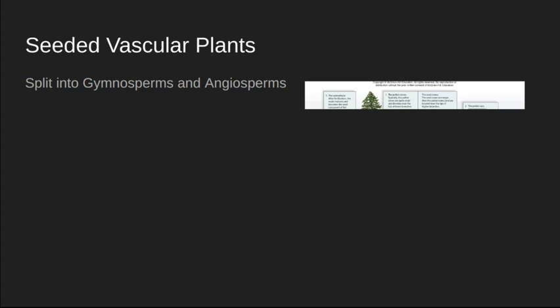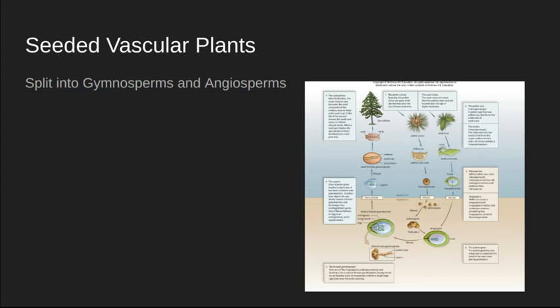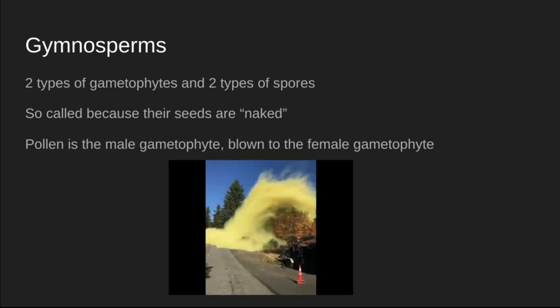Seeded vascular plants are then split into two more of our classifications: gymnosperms and angiosperms. So the gymnosperms are going to be ones that have what we call naked seeds, and the angiosperms are going to have covered seeds. So gymnosperms, they produce two types of gametophytes and two types of spores.